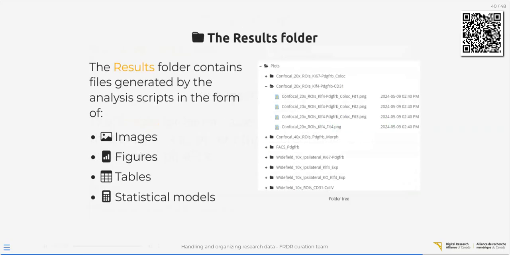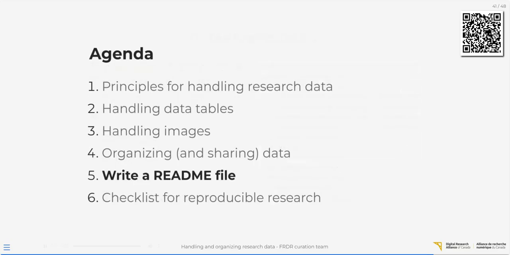The results folder is where you store the outputs generated by your analysis scripts. This can include static or dynamic visualizations, such as images and figures, as well as tables and statistical model summaries. Each of these results should be traceable, meaning it's clear which script and dataset produced them. A well-organized results folder not only helps with writing your publication, but also ensures that others can validate and build on your work. Let's now talk about README files.